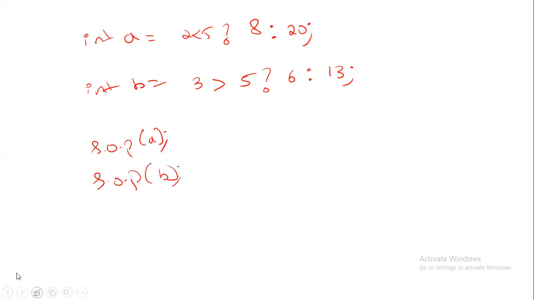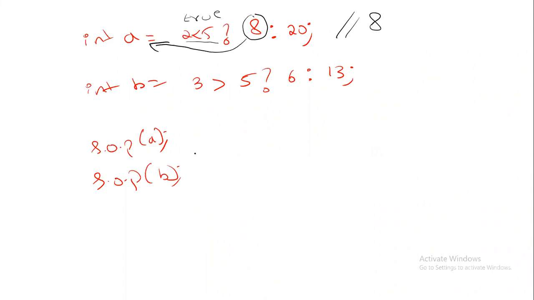So let's see what will happen. First, I have to evaluate this. Is this true or false? Is 2 less than 5? Yes, the condition is true. If the condition is true, what will happen? The first value is given to this A. So what's the A value now? It is 8. So simple it is.